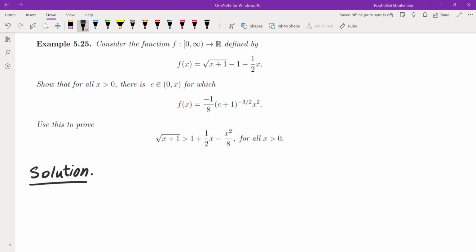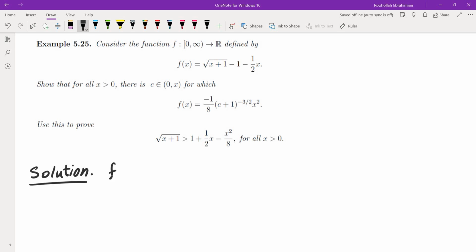Consider the function f from 0 to infinity to R, the non-negative real numbers to R, defined by square root of x plus 1, minus 1, minus 1 half x. Show that for all x positive, there is a c inside (0, x) for which f of x is equal to negative 1/8 times (c plus 1) to the power of negative 3 halves times x squared.